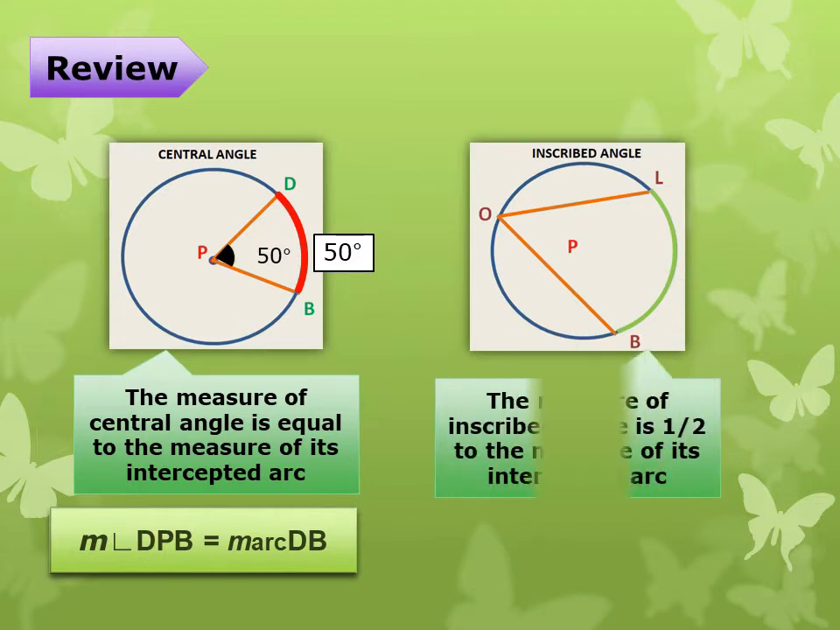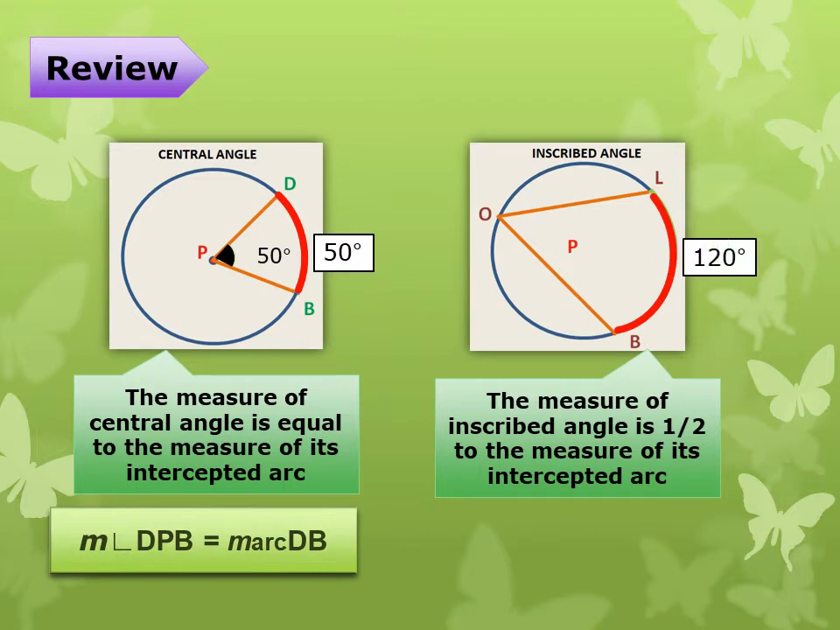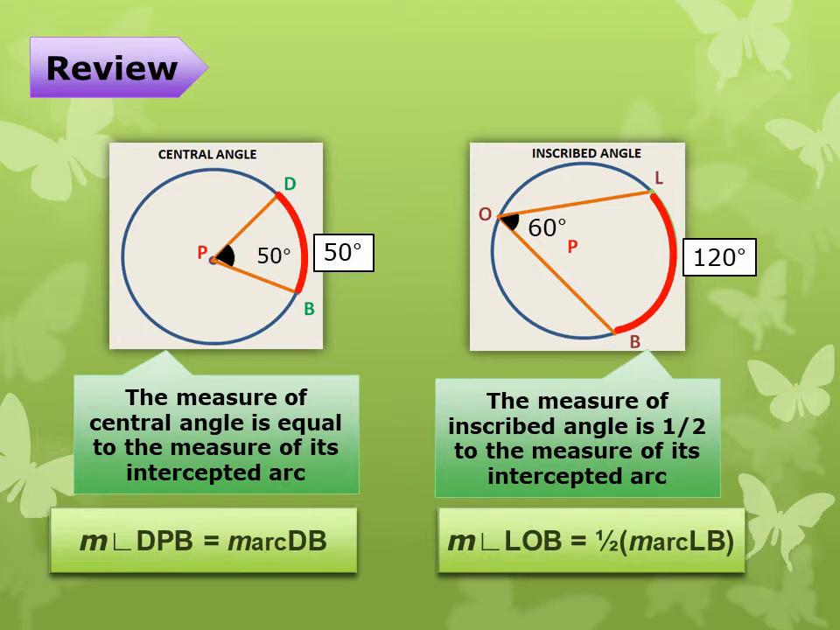While for an inscribed angle, the measure of the inscribed angle is 1/2 the measure of its intercepted arc. The vertex of an inscribed angle is on the circle. Therefore, if the measure of arc LB is 120 degrees, then the measure of angle LOB is 60 degrees, which is 1/2 of its intercepted arc. So the measure of angle LOB is equal to 1/2 the measure of arc LB.